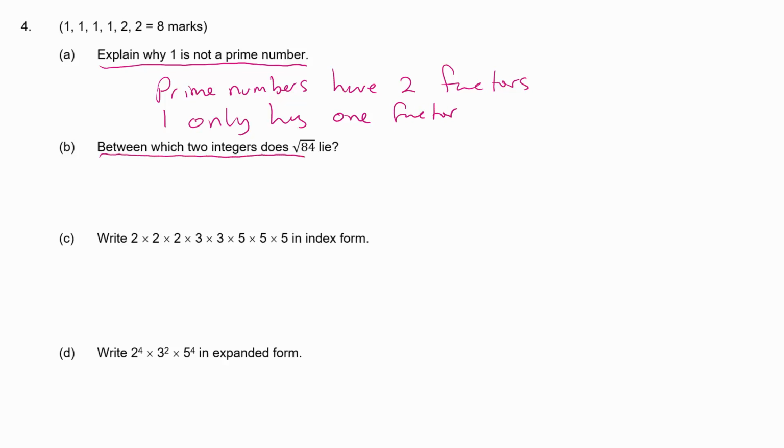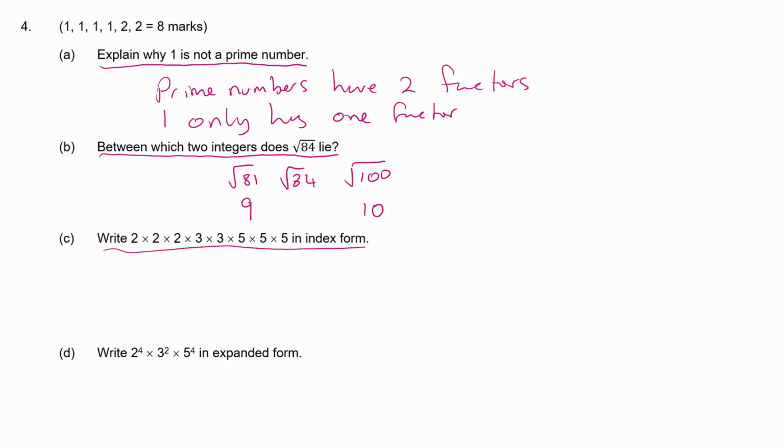Between which two integers does the square root of 84 lie? Well, the square root of 84 is between the square root of 81 and the square root of 100. And the square root of 81 is 9, the square root of 100 is 10. So the square root of 84 must lie between 9 and 10.